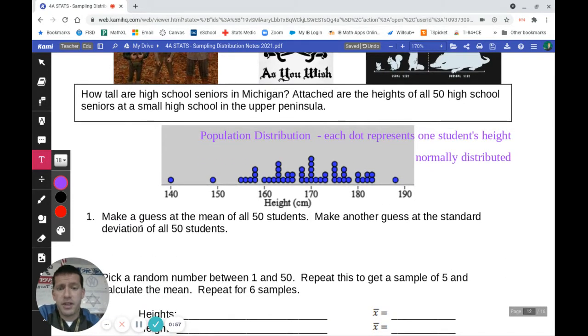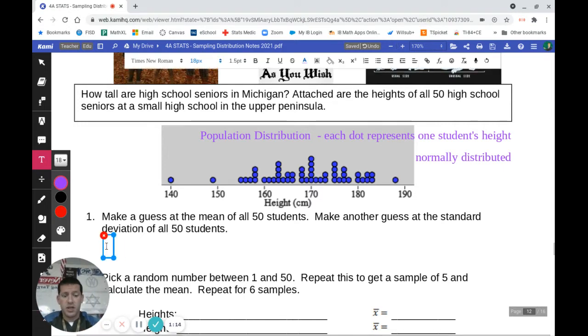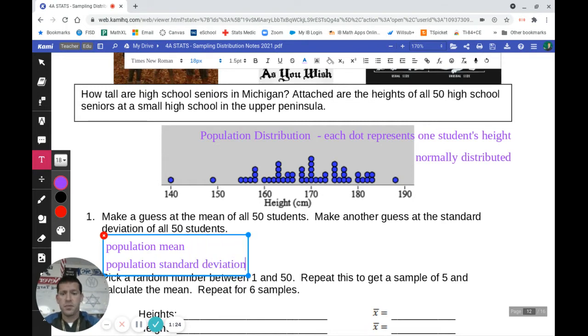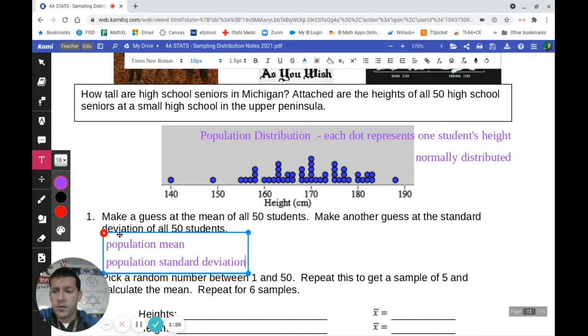So right now you can make a guess what the mean of all 50 students is. Make another guess at the standard deviation of all 50 students. Remember, the mean is the average height, and the standard deviation is how far away someone's height typically varies from that mean. So since this is the whole population, all 50 students of this high school, we can figure out the population mean and the population standard deviation. And we do have variables for each of these.